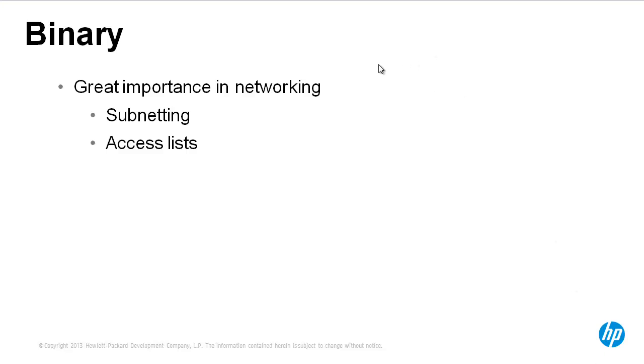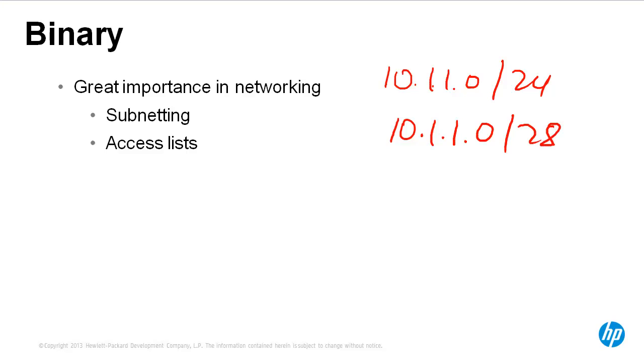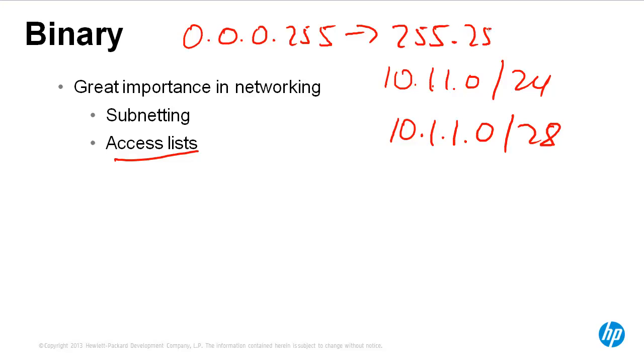For example, you might have a subnet of 10.1.1.0/24, and you may need to subnet that to 10.1.1.0/28. Without a good understanding of binary, that can be difficult. With access lists, for example, you can use inverse masks. So 0.0.0.255 is the inverse of 255.255.255.0. Once again, without a fundamental understanding of binary, it can be very difficult to do both subnetting and access lists and various other tasks in networking.